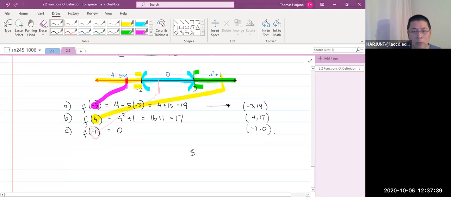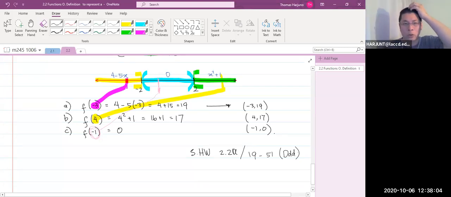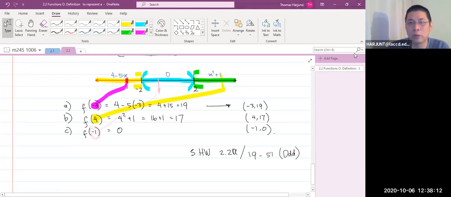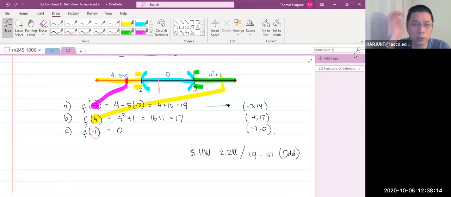Suggested homework from here on, 2.2B: from number 19 to number 51, the odd ones. Now, I don't expect you to work on this suggested homework within these 2 days. I want you to work on your test. Do very well on your test instead, please. After you're done with your test, then you do the suggested homework.